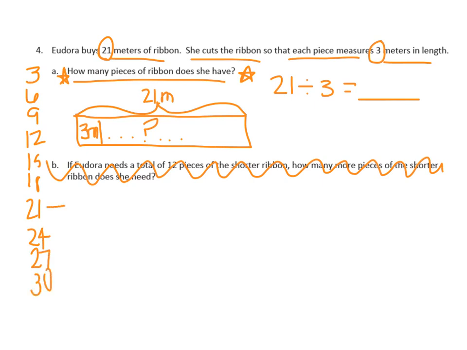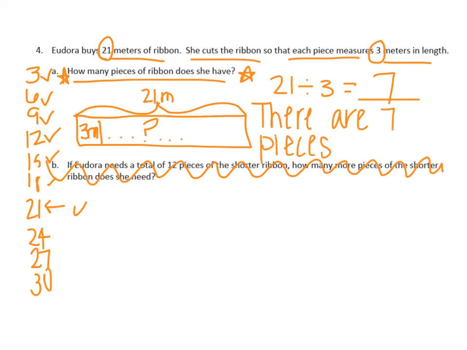So now I need to see how many times I counted by 3s in order to get to 21. 1, 2, 3, 4, 5, 6, 7. So 7. So that means that there are 7 pieces of ribbon.